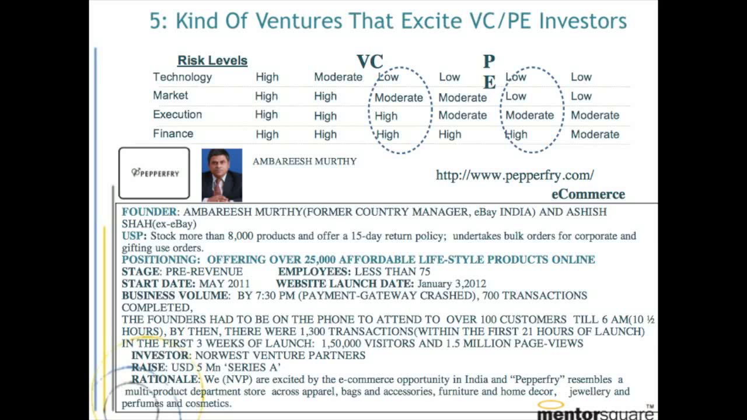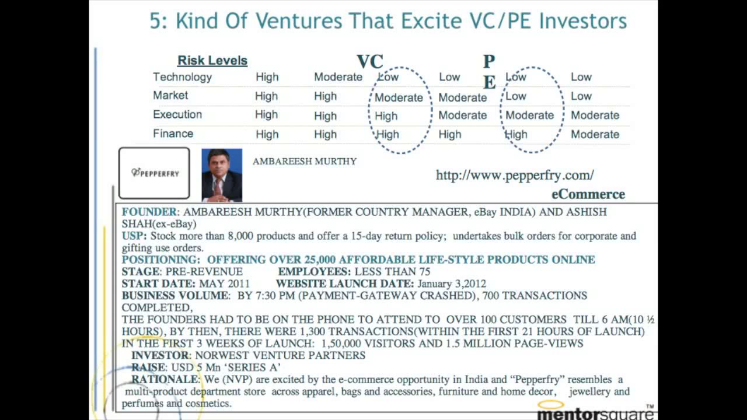So the day they launched, by 7:30 p.m. the payment gateway crashed. They could complete 700 transactions, and the founders had to be on the phone to attend to over 100 customers after having completed these 700 customers, till 6 a.m., for the next 10.5 hours. By then, there were 1,300 transactions within the first 21 hours of launch.